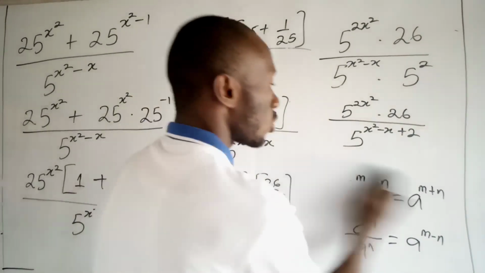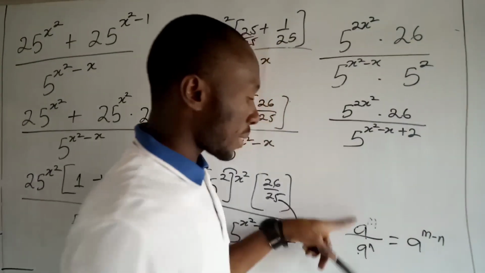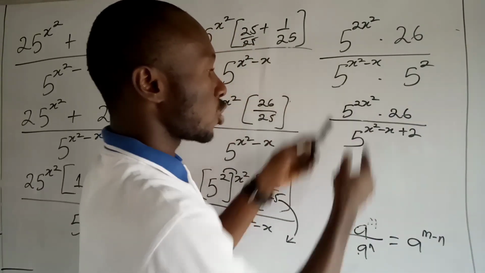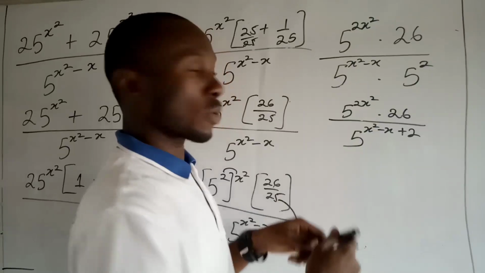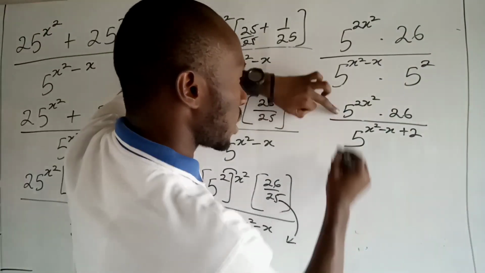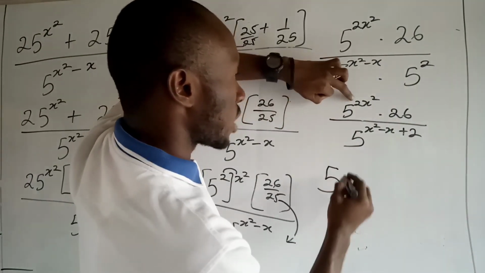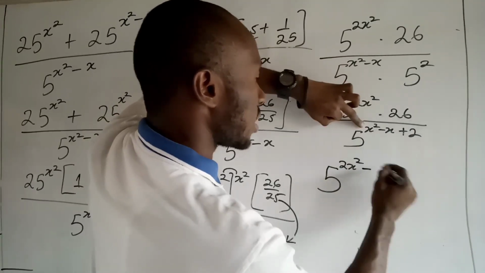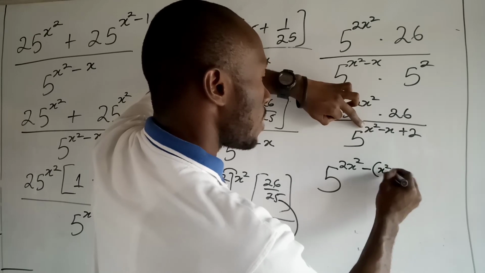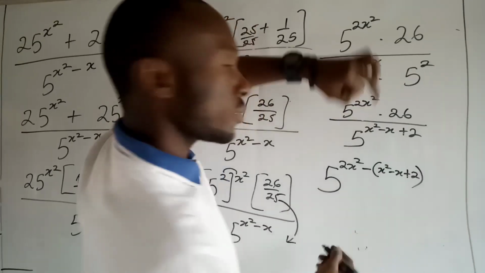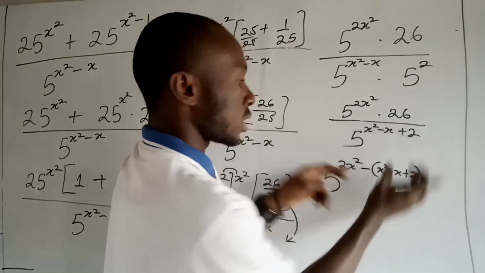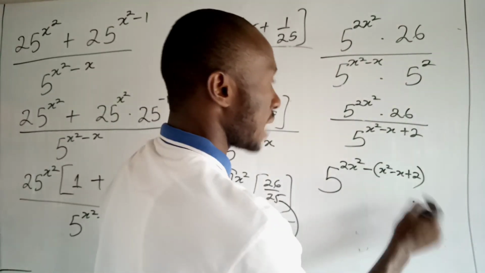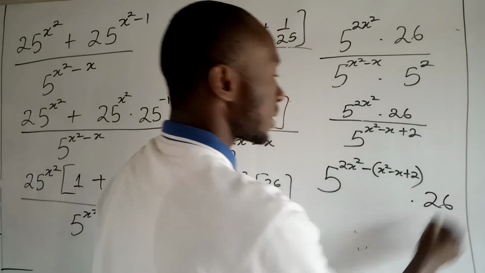Very good. So now the next thing you want to do is to apply this other law, which is dividing. You can see this guy and this guy, they are both dividing. So you take one of the base and you subtract their powers: 2x squared minus all of these guys right here, so minus x squared minus x plus 2. Okay, so you subtract all this quantity. You have to put them in a bracket because of course you know what it is. So times this guy, 26.